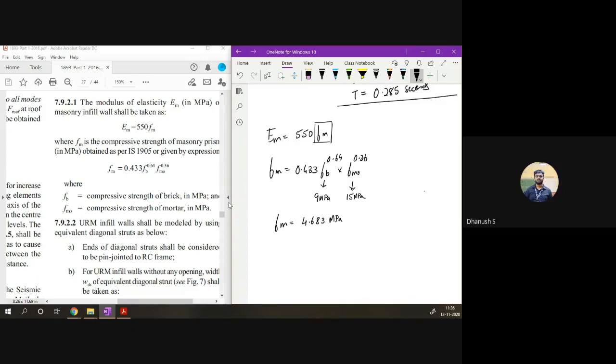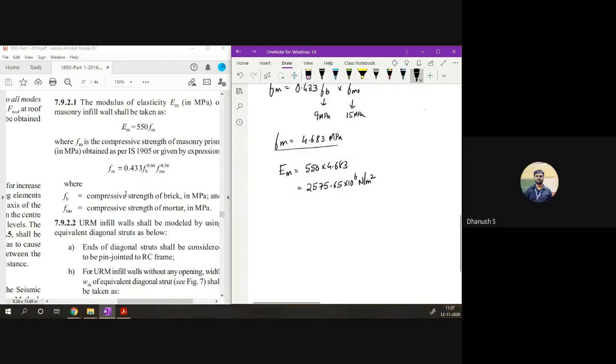Okay. Next, once we've got the value for compressive strength of masonry, 4.683, we can find out what the Young's modulus of masonry is. Do this. How much is it? 550 into 4.683 is 2575.65 MPa. This is correct.